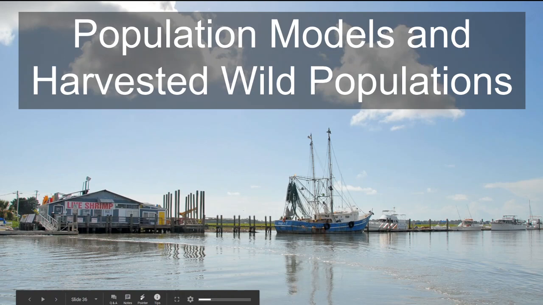Hi, everyone. One of the great things about population modeling is that it helps us to understand how humans can better interact with wild populations. And that includes through harvest. We rely absolutely on wild populations for so much of human civilization and for so many resources. This is one of the most important ecosystem services that we get: production of things that we can use.